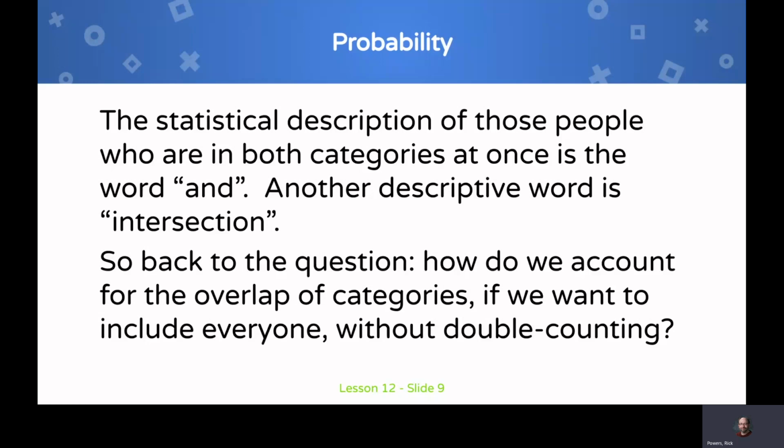The statistical description of those people who are in both categories at once is the word "and." Another descriptive word is intersection. So back to the question, how do we account for the overlap of categories if we want to include everyone without double counting?